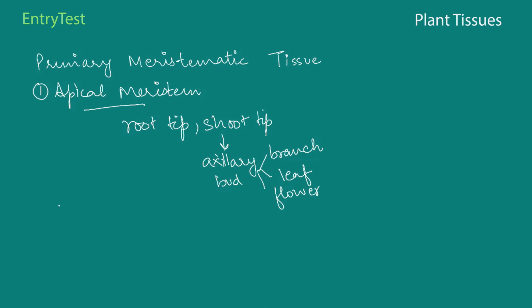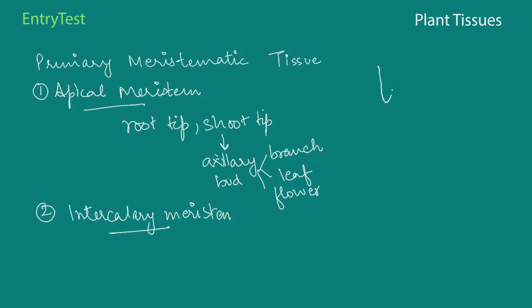The second kind of primary meristematic tissue that you can see is the intercalary meristem. Now there is no specific location for this, and it is found interspersed between the mature tissues. So between any two areas of mature tissues, if you find a meristem, that is probably going to be intercalary meristem. And if you want to draw a diagram of the apical meristem, it would be like this.